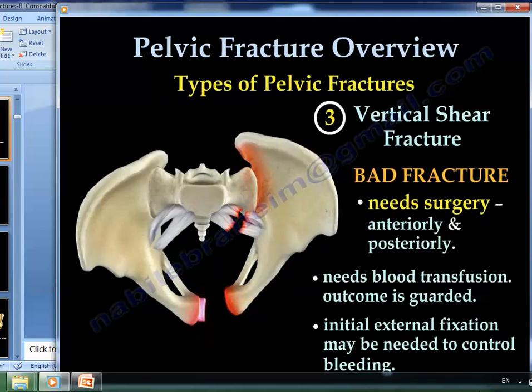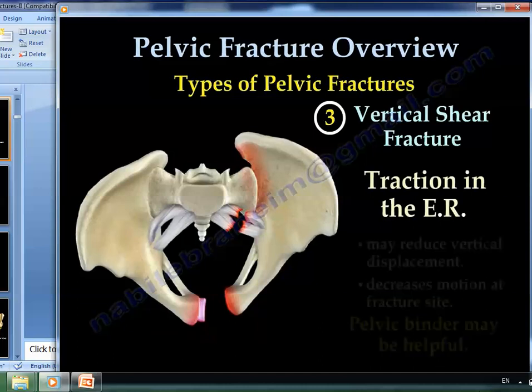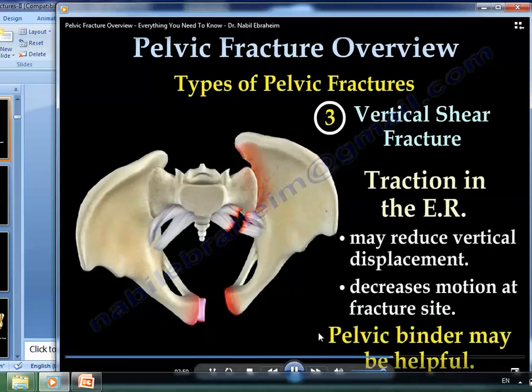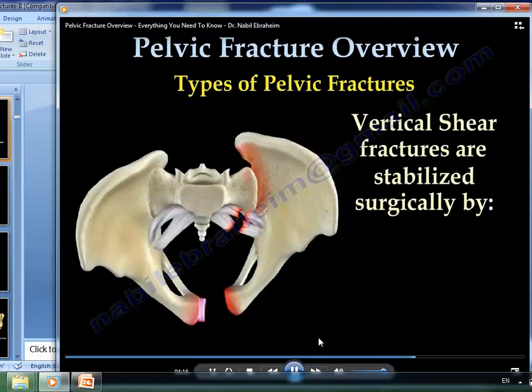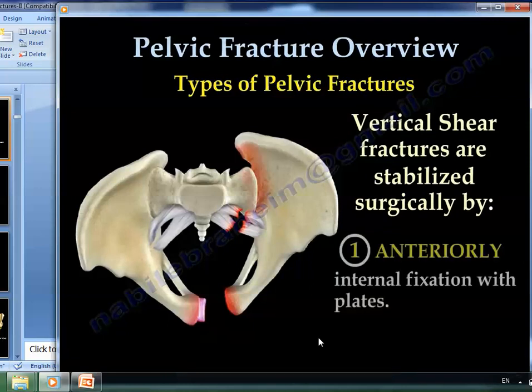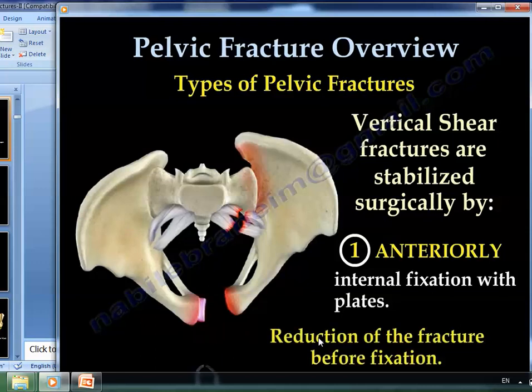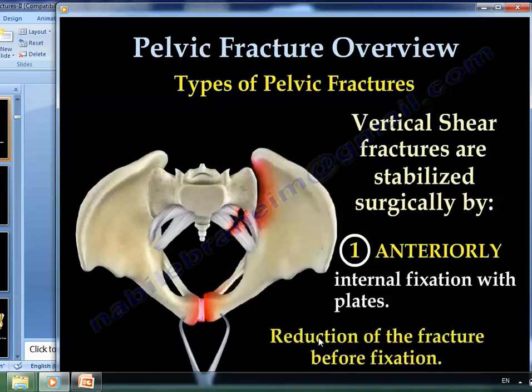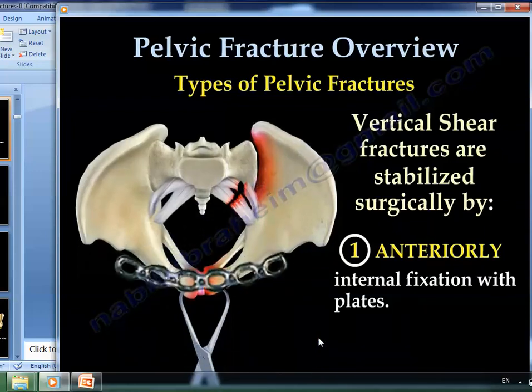Outcome is guarded. Initial external fixator may be needed to control the bleeding. You probably will use traction in the emergency room, which will reduce the vertical displacement and decrease the motion at the fracture site. You may also use a pelvic binder in the emergency room. Vertical shear fractures are stabilized surgically by anterior stabilization using plates. Reduction of the symphysis pubis is done before fixation. And here is the anterior fixation.